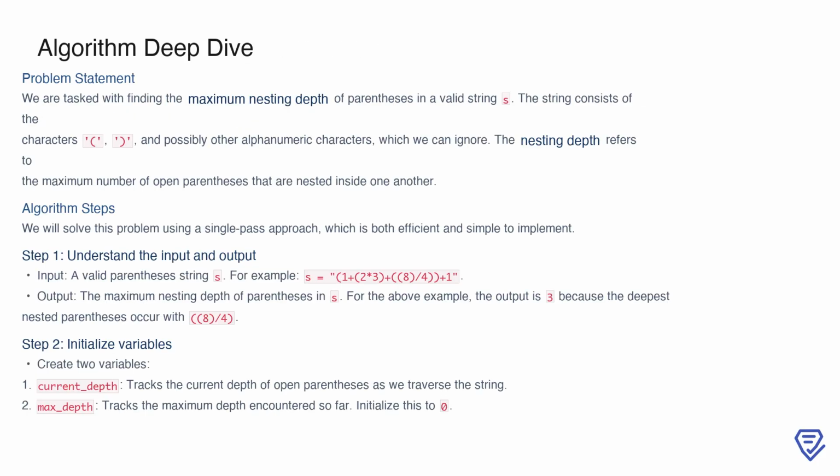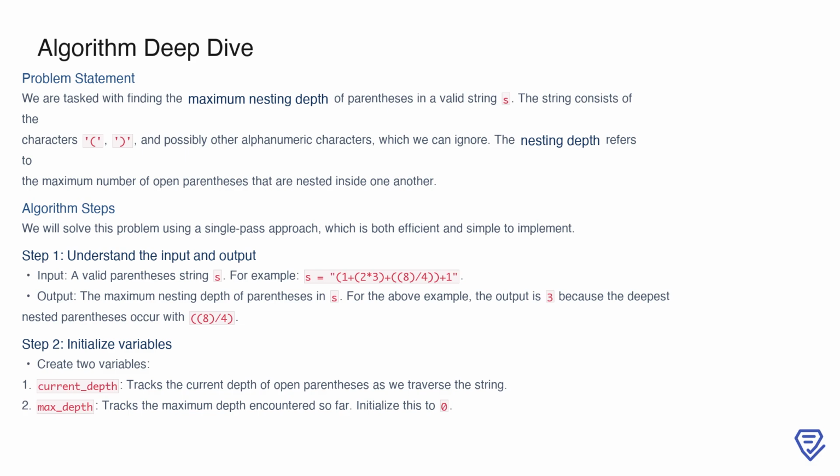In this problem, we need to determine the maximum nesting depth of parentheses in a given string S. The nesting depth represents how deeply parentheses are nested within one another. For example, in the string S equals 1 plus 2 by 3 plus 8/4 plus 1, the deepest nesting occurs within 8/4, which has a depth of 3. Our task is to identify this maximum depth.